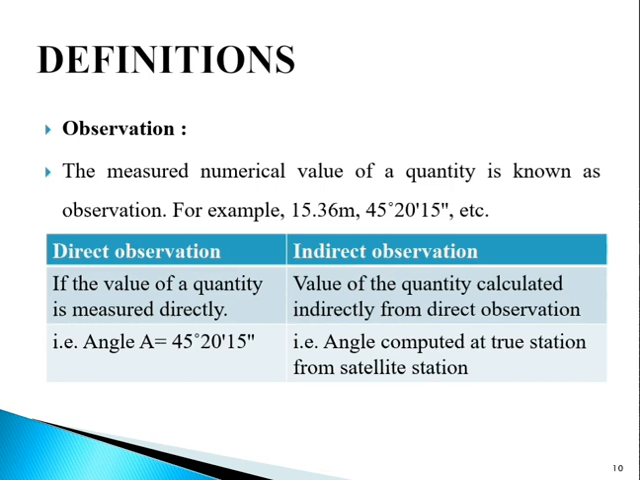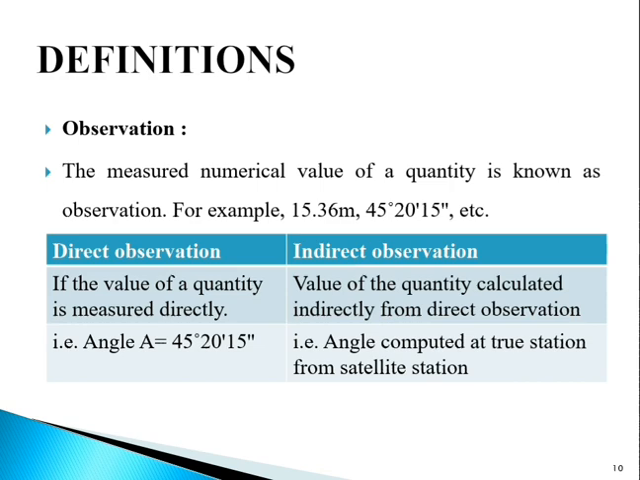An observation is called a direct observation if the value of a quantity is measured directly. For example, measurement of an angle, say 45 degree 20 minute 15 second, with a theodolite is a direct observation. The distance between 2 points measured as 18.53 meter with a tape in the field is also a direct observation.